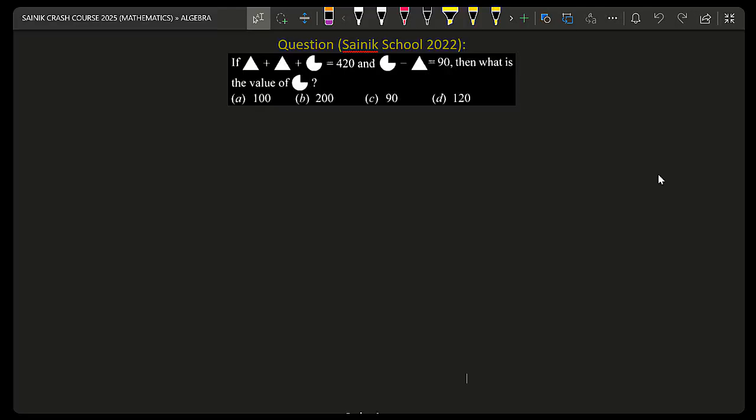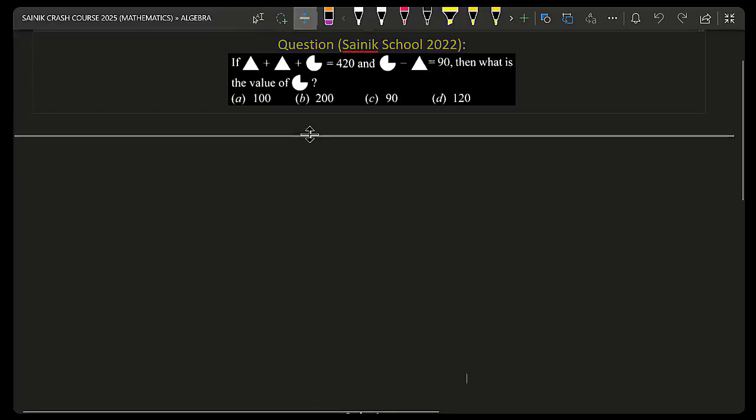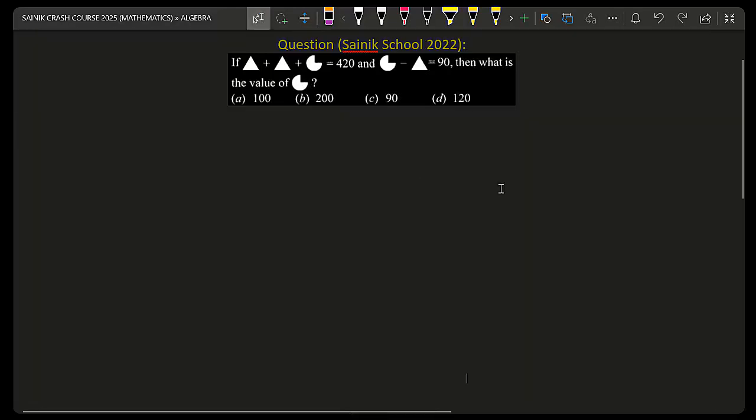There is triangle plus 3/4 symbol is equal to 420. So we can write two triangles plus 3/4 is equal to 420. Okay. And transposing 420 to other side. First of all, we'll do one simple thing.